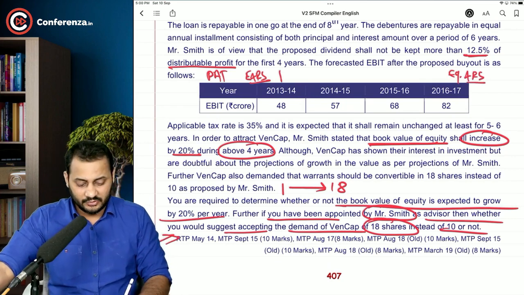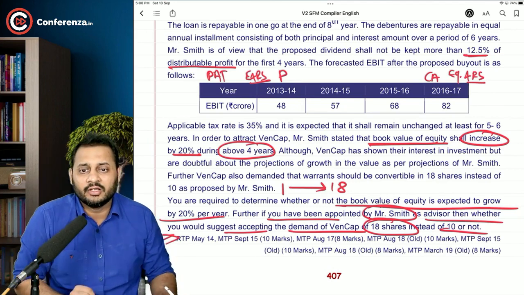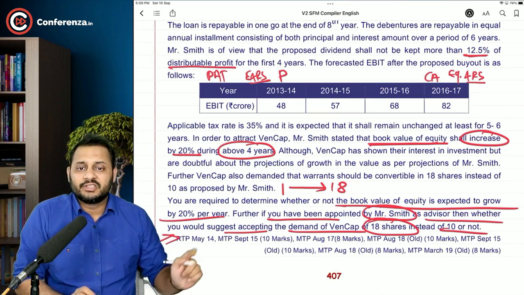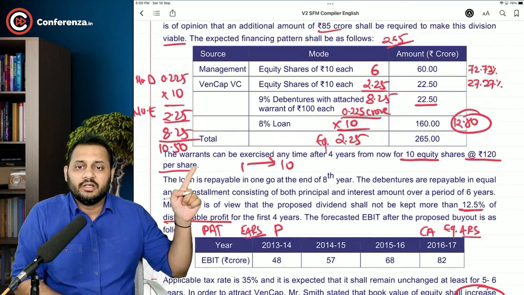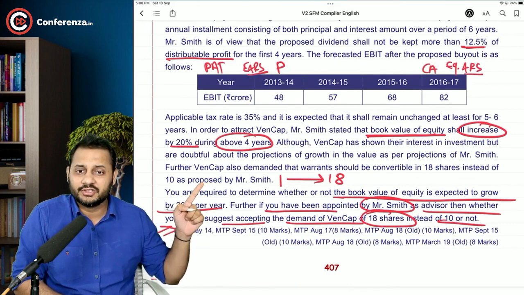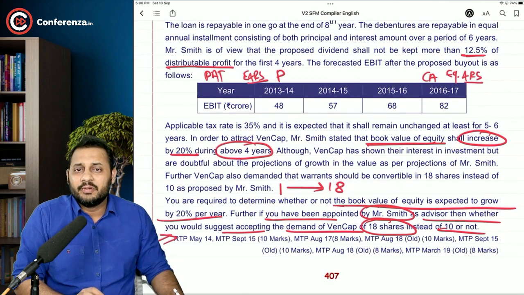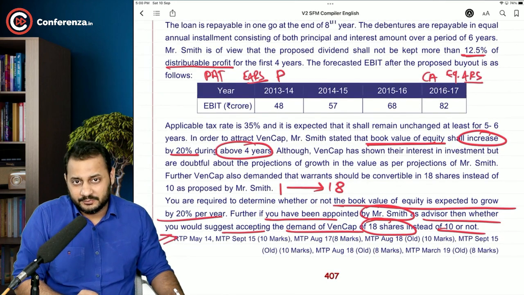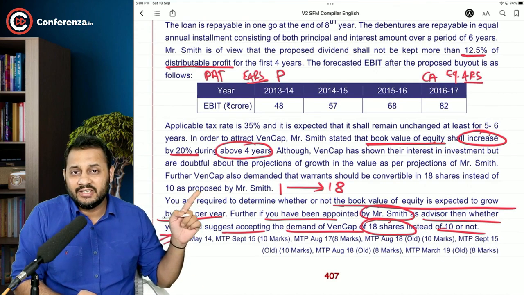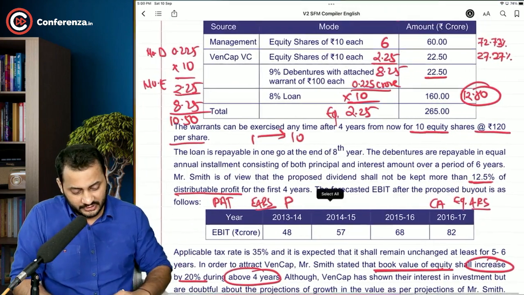Find out the rate. This will be your principal. This will be your compound amount. Find out the rate of return in this 4 year. It should be more than 20%, first of all. Second thing, Mr. Smith should accept the conversion of debentures into equity shares, 1 debenture into 18 equity shares or not. See, it all depends upon the ownership pattern. If Mr. Smith agrees to 18 shares on 1 debenture, what will happen? I will just show you.